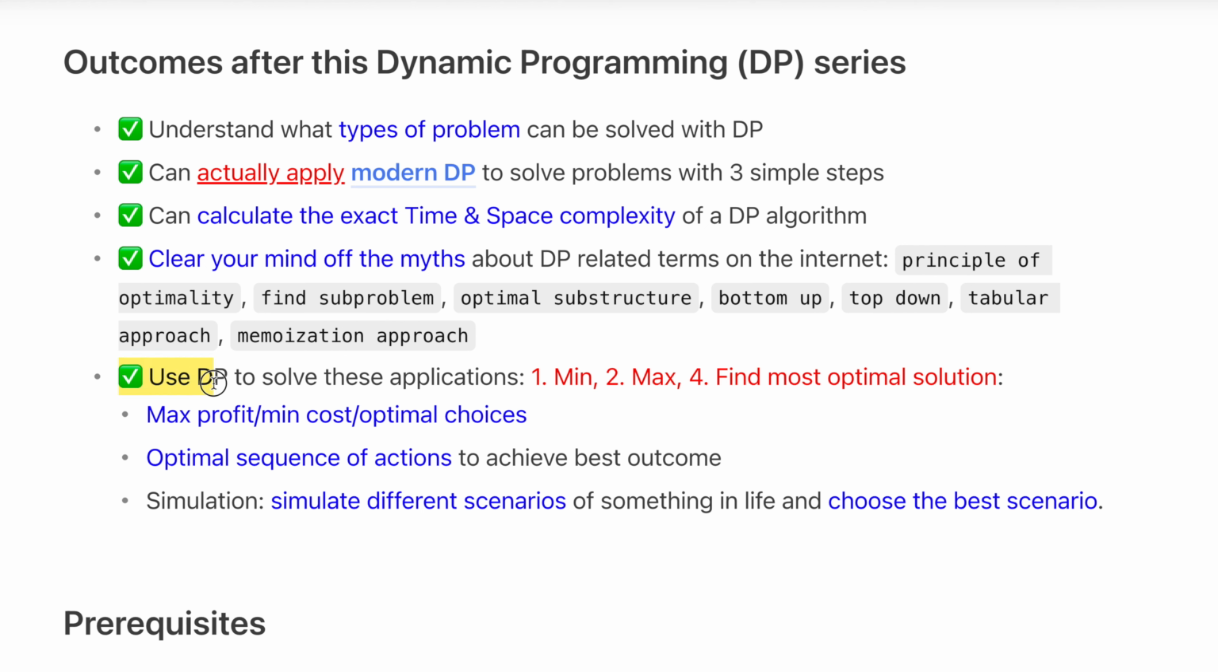Finally, you'll be able to use dynamic programming to solve these kinds of applications. Type 1, Type 2, and Type 4 problems that we have talked about before. Minimization, maximization problems, or just finding anything most optimal for your problem. Examples of these problems are maximize profit, minimize cost, or choosing optimal choices. Other examples can be an optimal sequence of actions to achieve the best outcome.